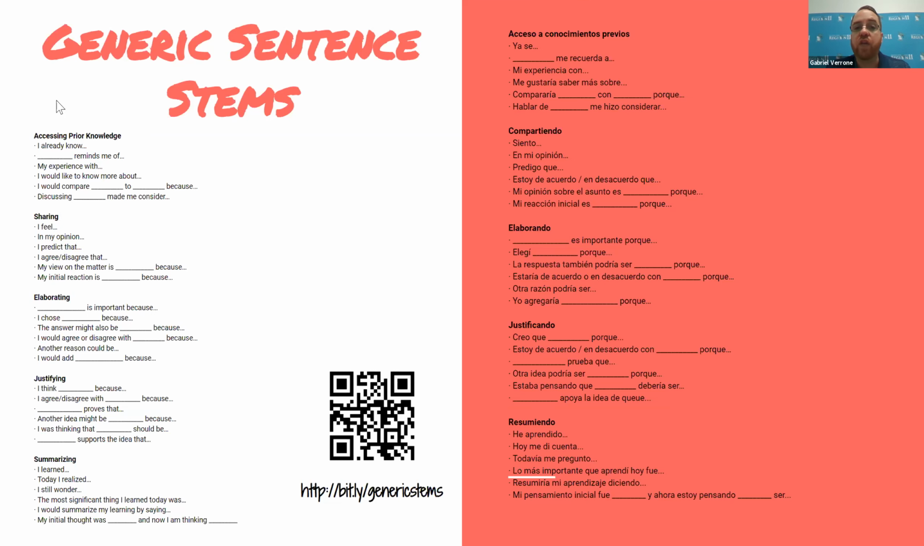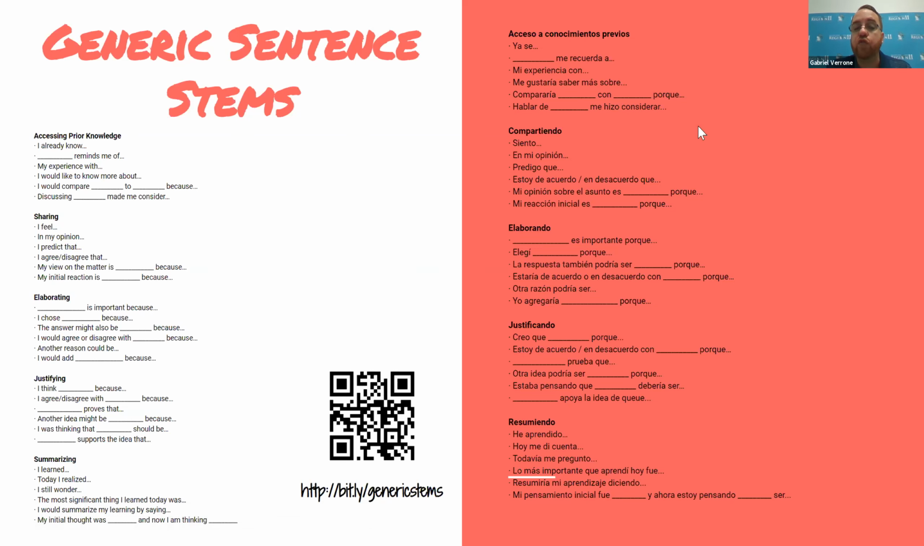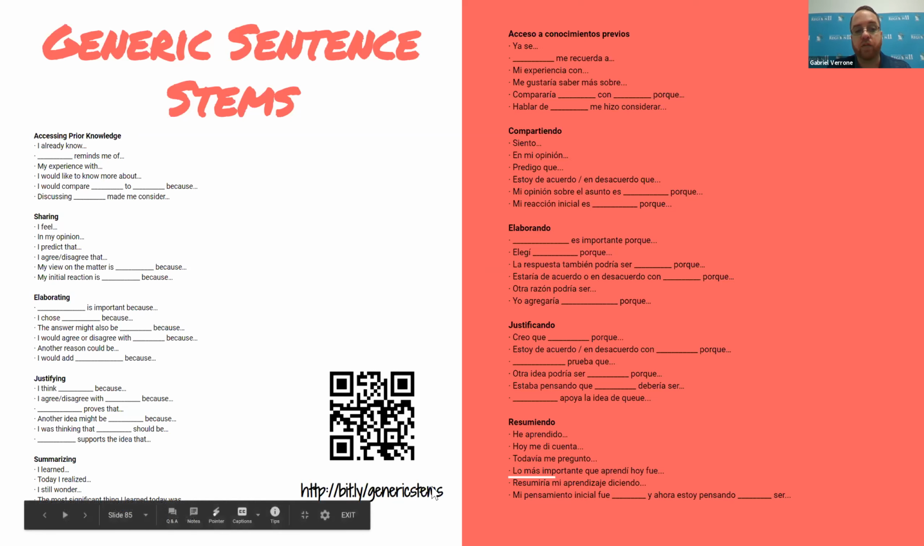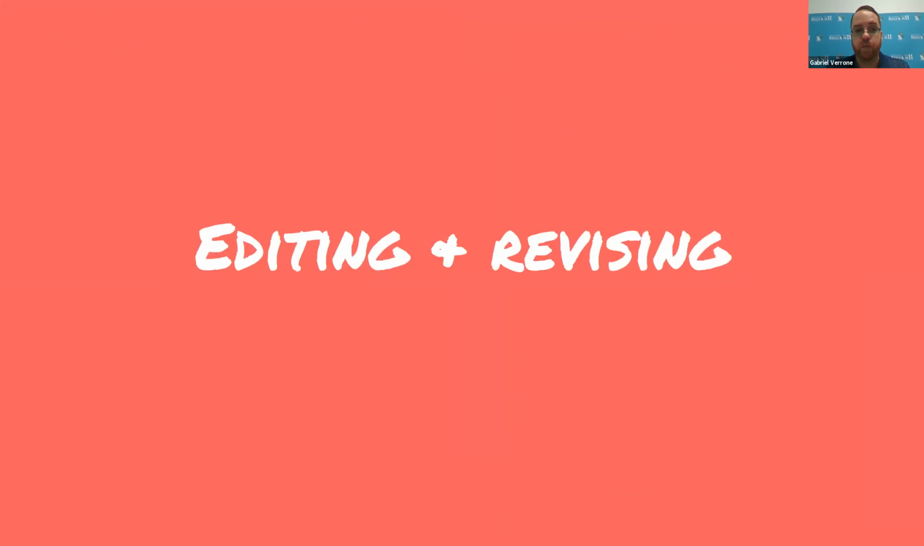I'm also going to give you generic sentence stems that go with specific cognitive tasks. So if I want students to access prior knowledge, if I want them to share their opinion and feelings, I want elaboration, justification, summarizing. And then if you know any bilingual teachers, I have these in Spanish as well, okay? So I'm going to share that with you. So then you don't have to constantly generate these. You already have some ready-made ones available to you.